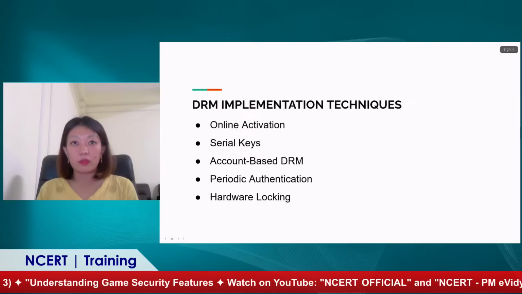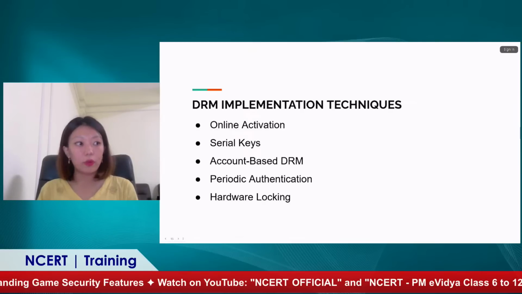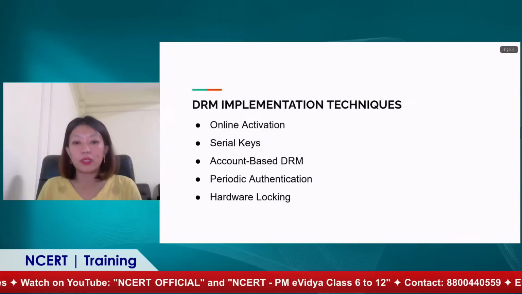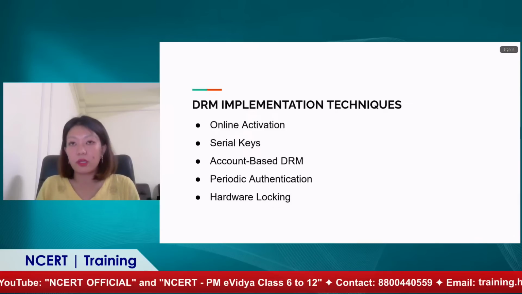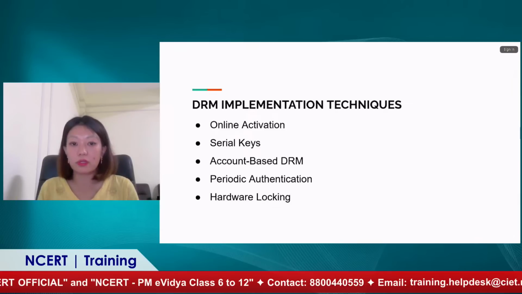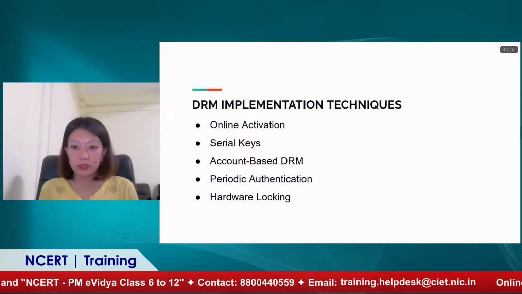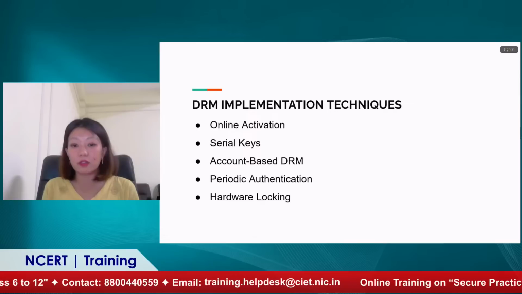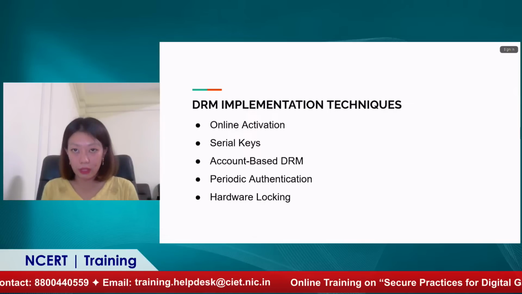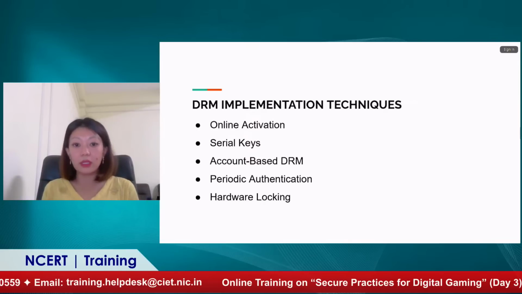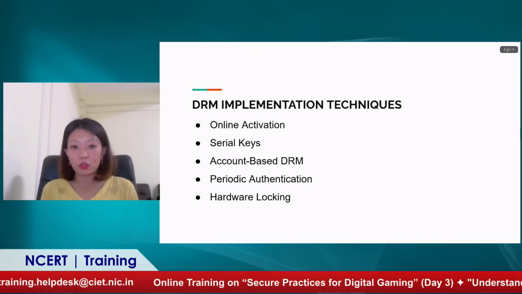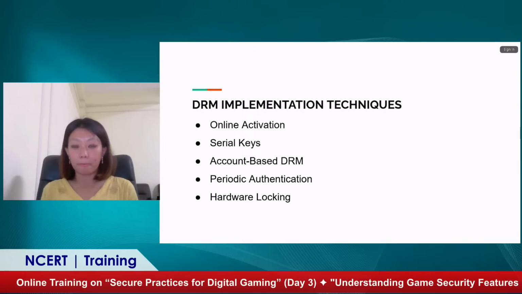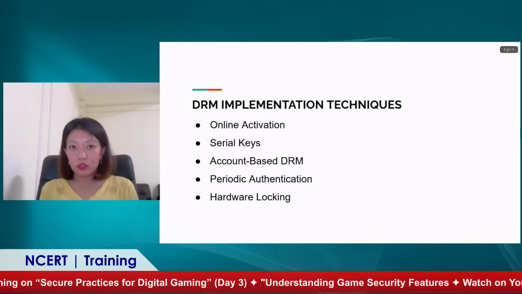So let's talk about some implementation techniques that you can use for your DRM. One is online activation. It is an important and necessary step that many developers use, where the users must connect to the internet for activating the game, or for the initial starting of the game, to verify whether the game is legitimate or not. They will have certain serial keys or unique keys that they have to enter, so that they can go inside the game and check the authentication of the game.